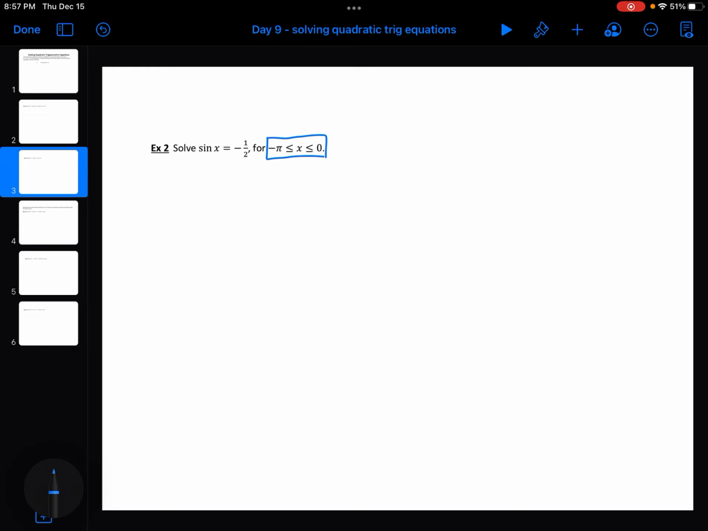So first of all, we've got sine is equal to negative 1 over 2. So we're going to use our CAST rule, and we know sine is negative in quadrants 3 and 4. Sine 1 over 2, our related acute angle, is going to be pi by 6. That's from our special triangles or from the unit circle, depending on what you want to use. So right away, we have pi by 6, and if I look here, there's no k value. So that means our period is going to be equal to 2 pi.